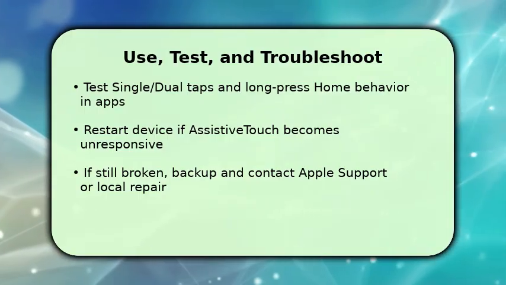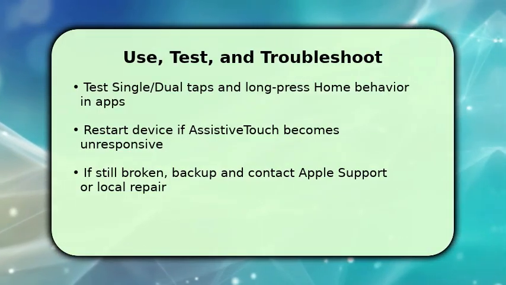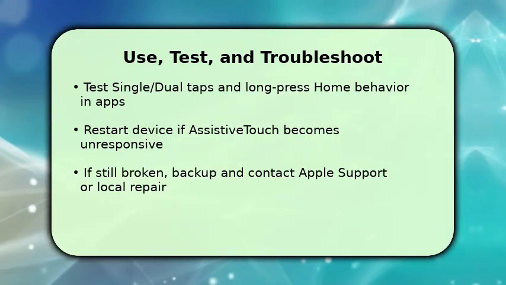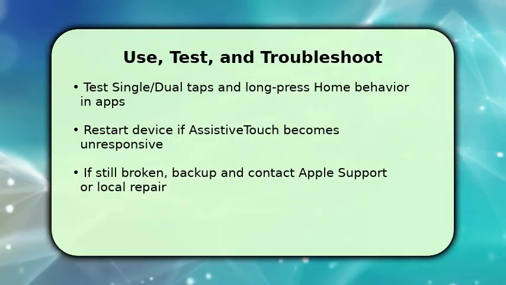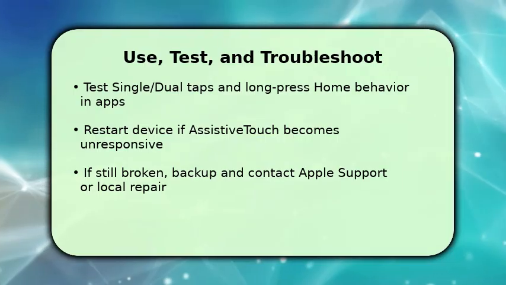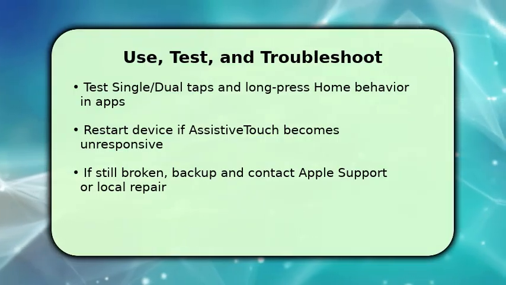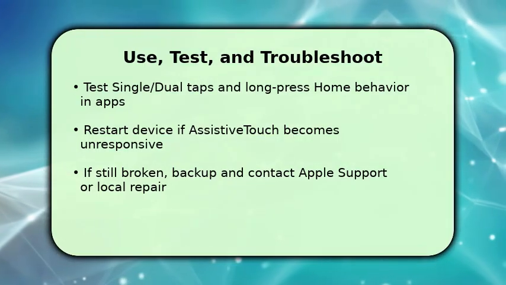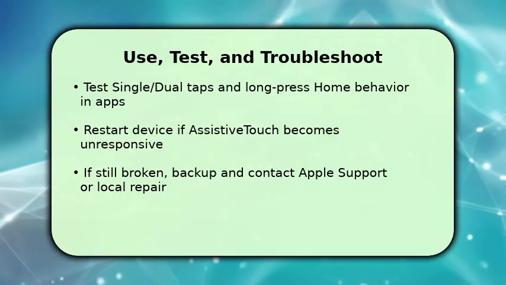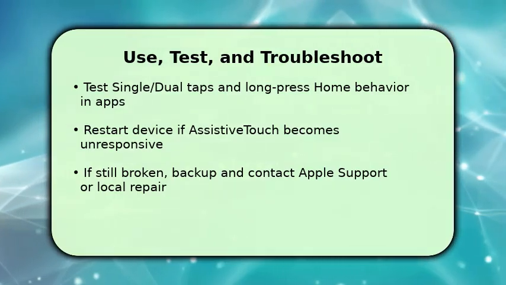If the button lags or disappears, restart your iPhone. This often restores Assistive Touch quickly. Make sure accessibility settings aren't restricted by profiles or screen time. If problems persist despite restarting and updating iOS, back up your data and contact Apple support.